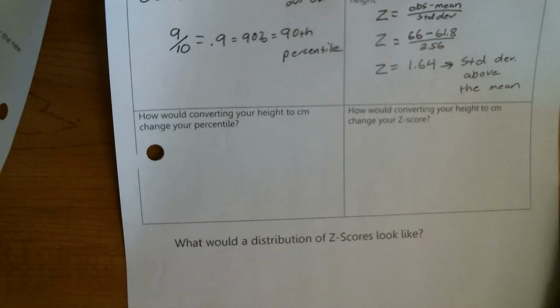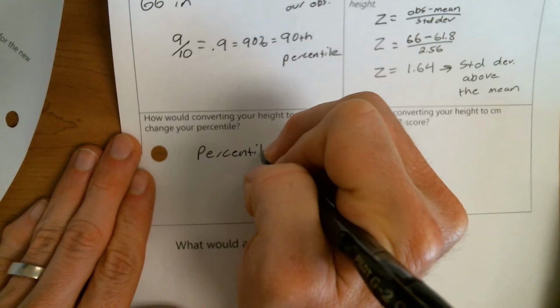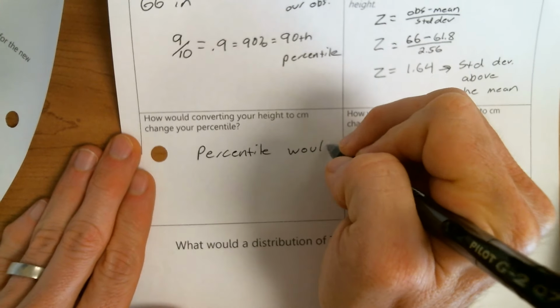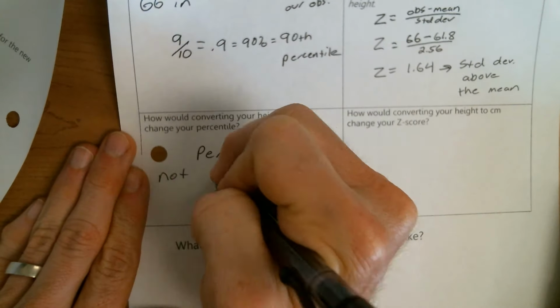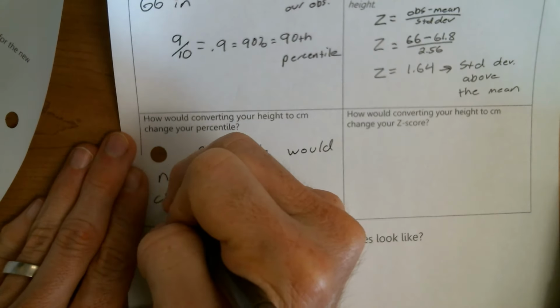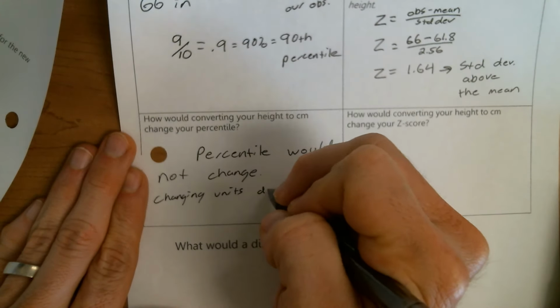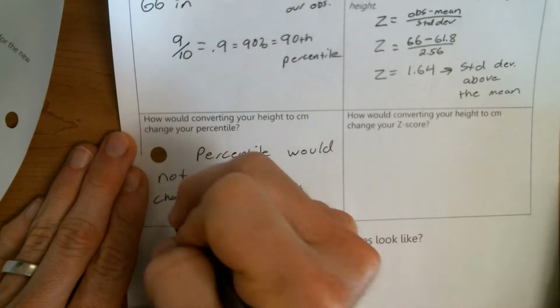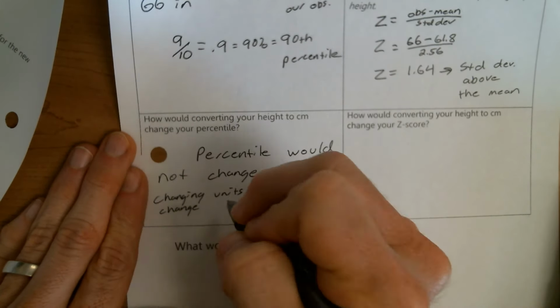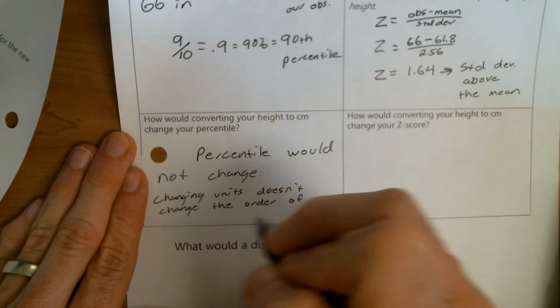No, right? We're still the same height. Measuring us in centimeters versus inches doesn't change how tall we are. So the percentile would not change. And the reason there is, changing units doesn't change the order of the observations.